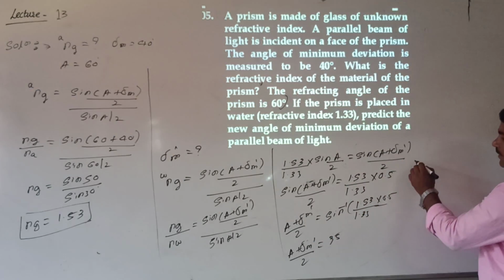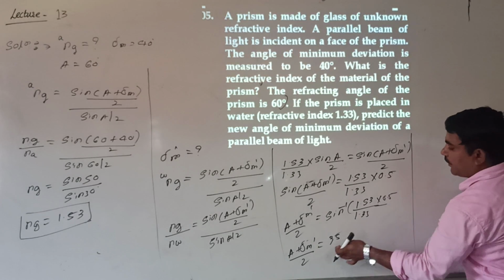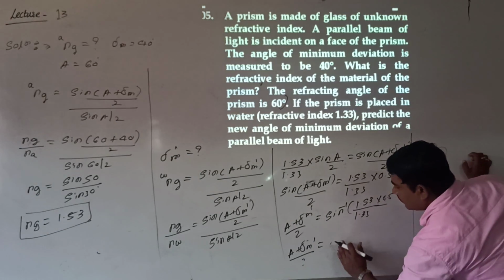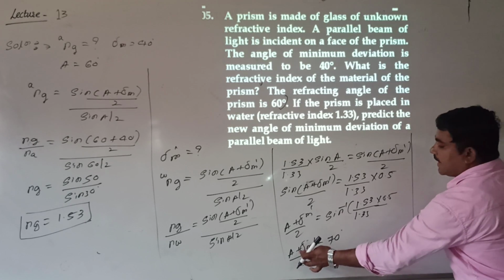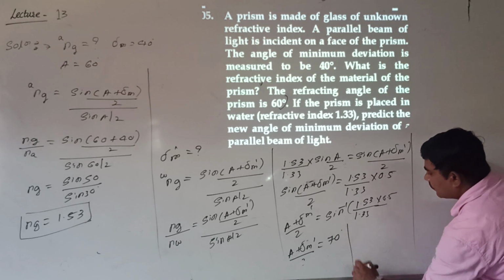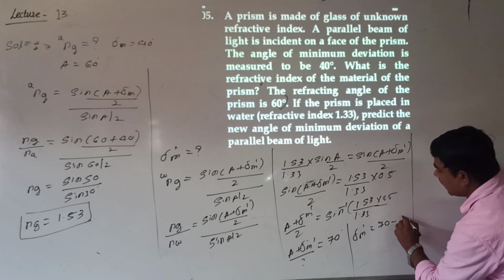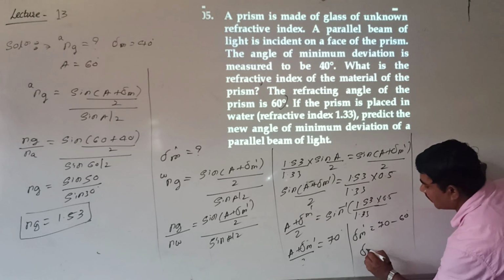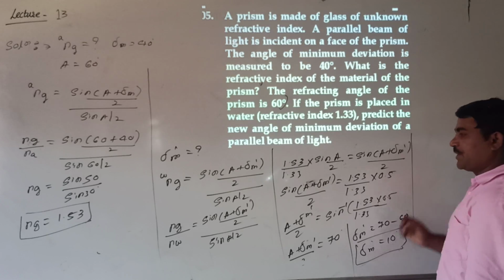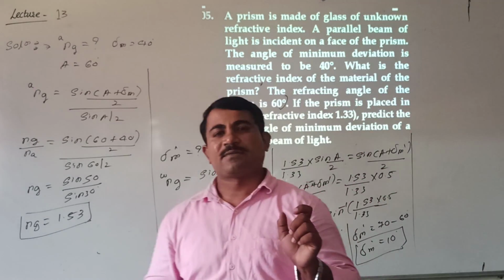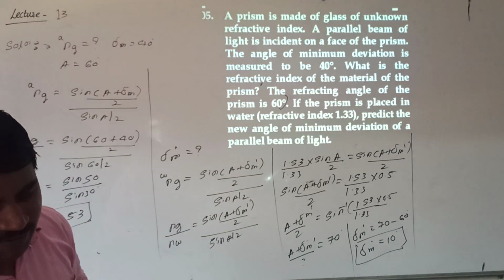Around 35 degree we are getting. Or else shall I solve here? 35 into 2 becomes 70. I can write directly this value as 70 degree, or bring the A, 60, to this side. Delta m dash is equal to 70 minus A, that is 60. Around what value are we getting? Delta m dash is equal to 10 degree. The new angle of minimum deviation is 10 degree when the glass prism is placed in water. Stop it. Let us move to the next numerical.